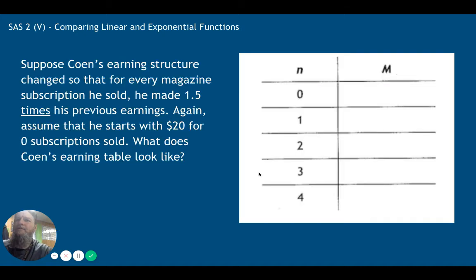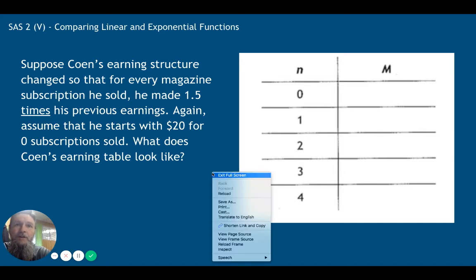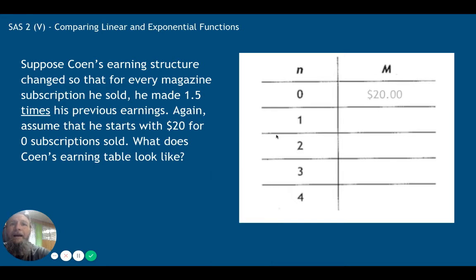Suppose Cohen's earning structure changed so that for every magazine subscription he sold, he made 1.5 times his previous earnings. Again, assume that he starts with $20 for 0 subscriptions sold. What does Cohen's earning table look like? So for 0, he would have $20.